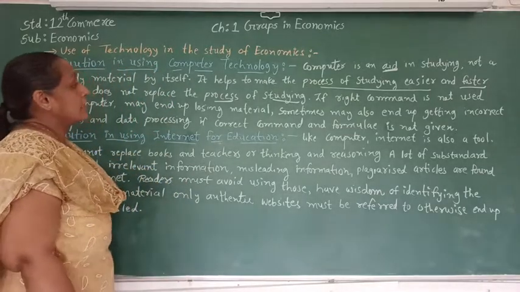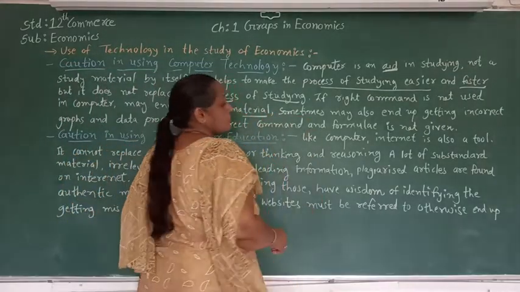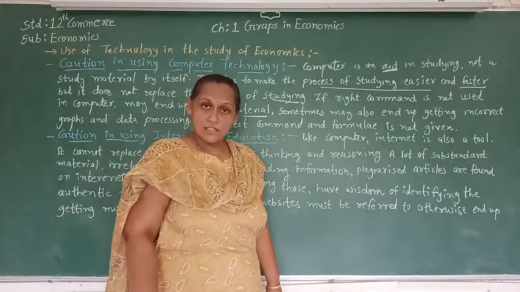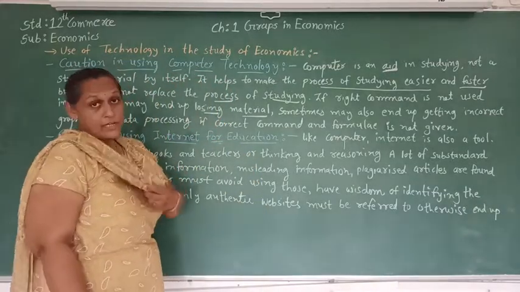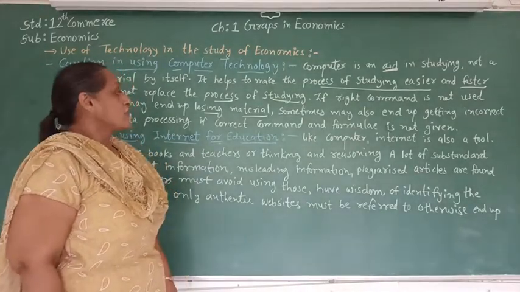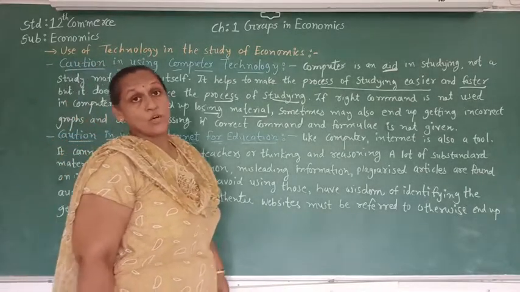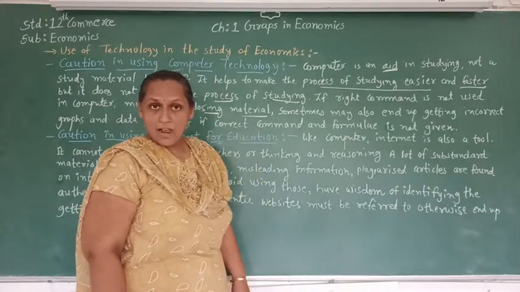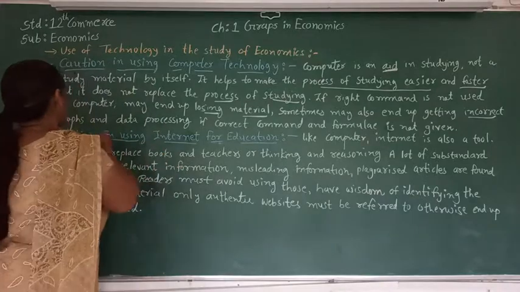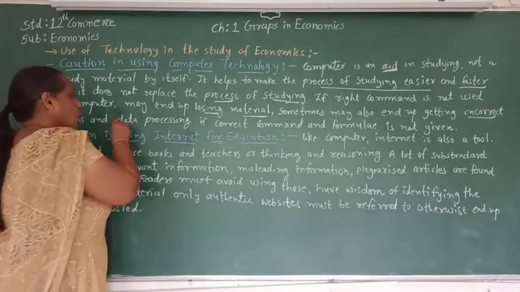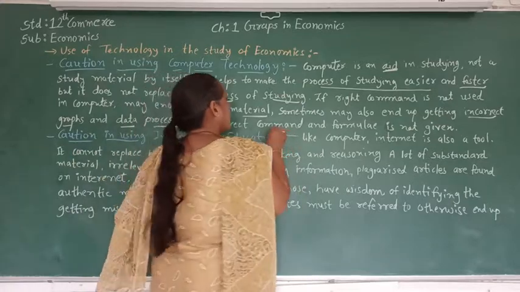If the right command is not used in a computer, we may end up losing the material. So here, when we are using a computer for the study of the subject economics, if we are not giving the appropriate command, then we may end up losing the study material. Sometimes we may also end up getting an incorrect graph. If we don't know the correct formula and correct command to get the graph or diagram, then that is going to happen. We end up getting an incorrect graph and data processing. Whatever data we have processed will be wrong if the correct command and formula are not given.